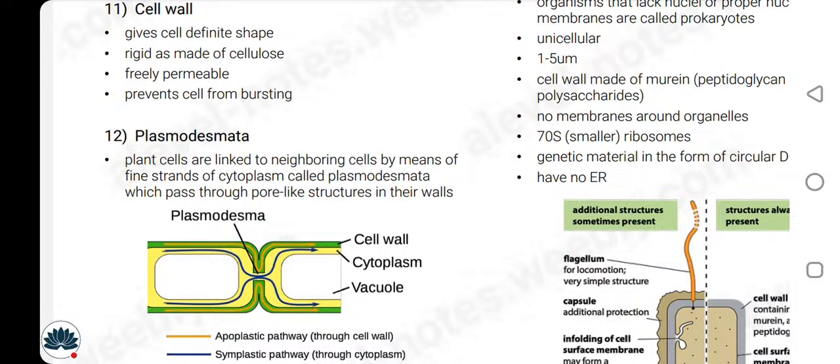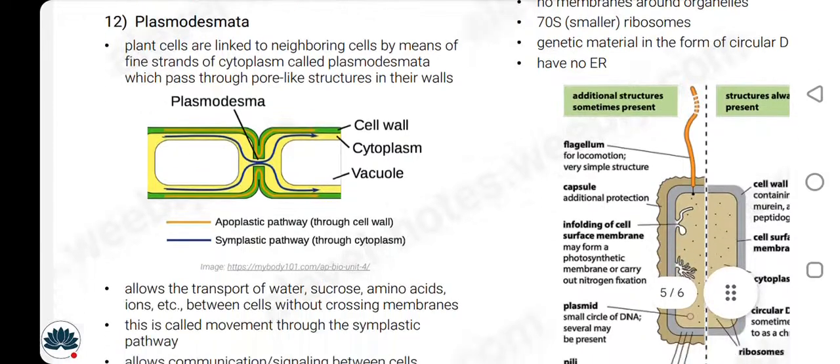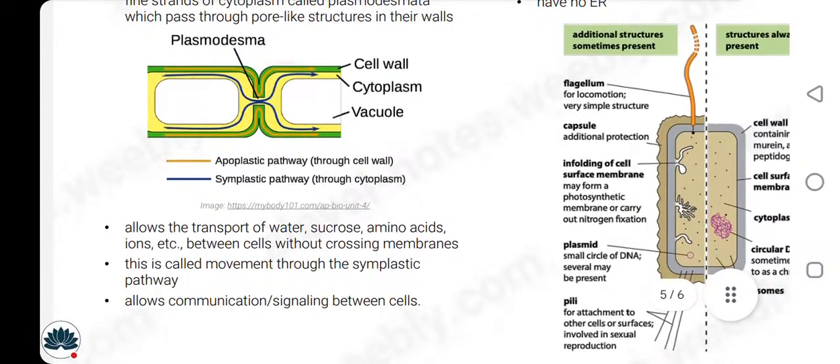Plant cells are linked to neighboring cells by means of fine strands of cytoplasm called plasmodesmata, which pass through pore-like structures in their walls. They allow the transport of water, sucrose, amino acids, ions, etc. between cells without crossing membranes. This is called movement through the symplastic pathway, and it allows communication and signaling between cells.